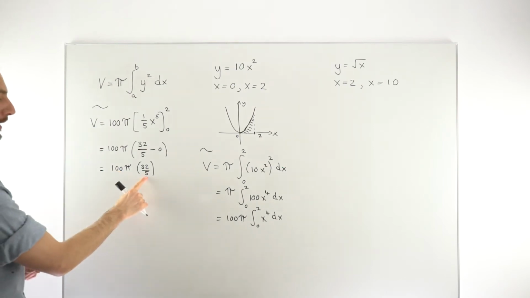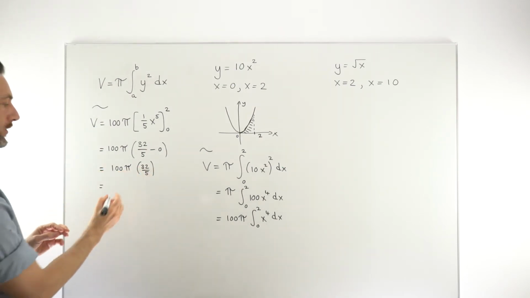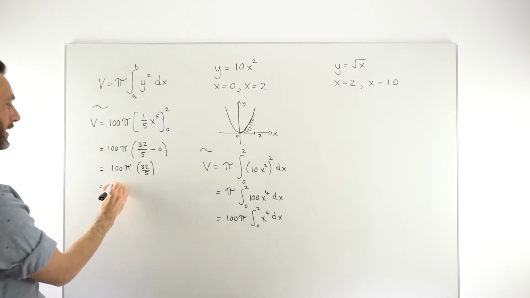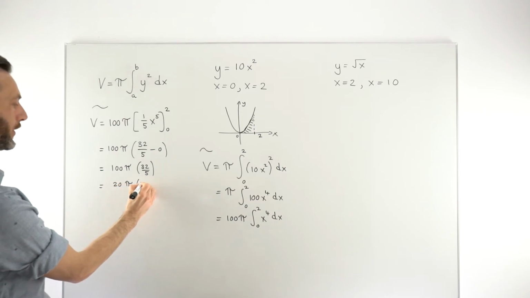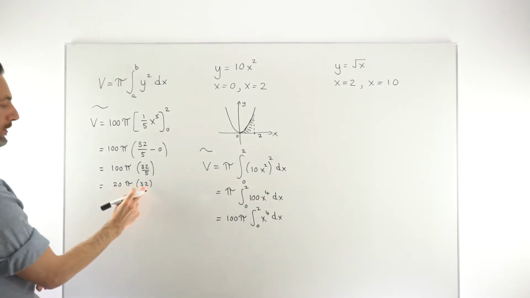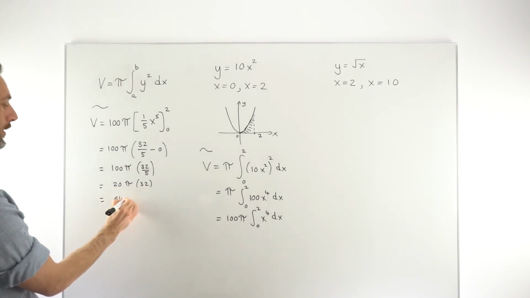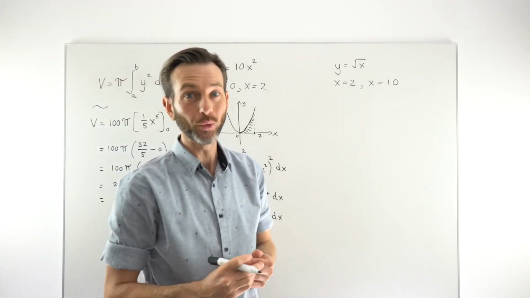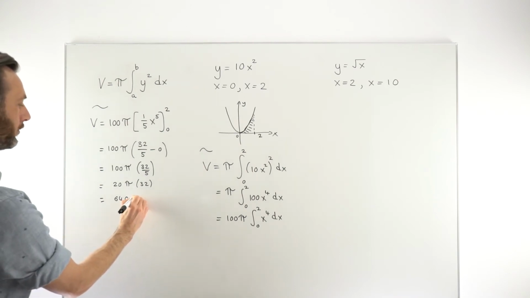Now 100 divided by 5 is 20. So just thinking about the best way to do this, maybe 100 divided by 5 would be a good way to do it. So 100 divided by 5 is 20. So that's going to become 20 pi times 32. 2 times 32 is 64. So it's going to become 64, but putting a 0 on because it's not really 2 times 32. It's actually 20 times 32. So it's going to become 640 pi.